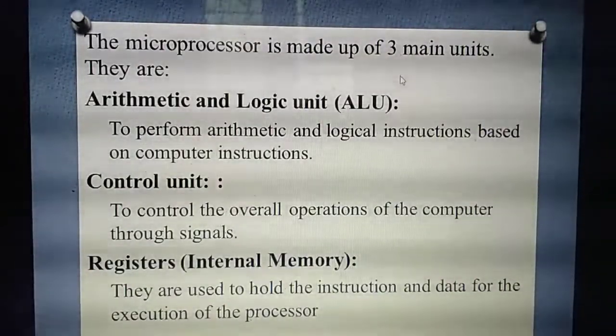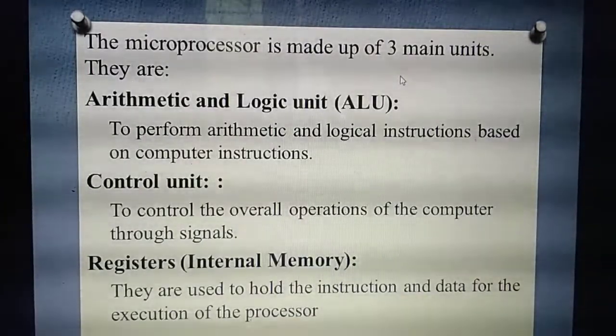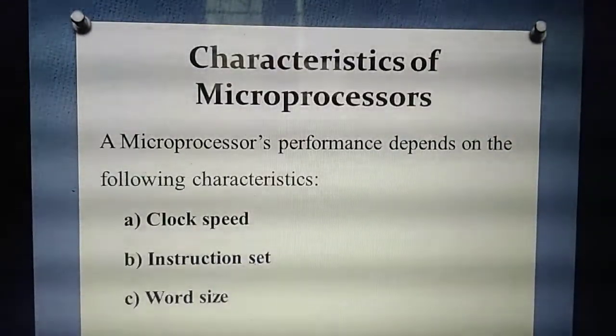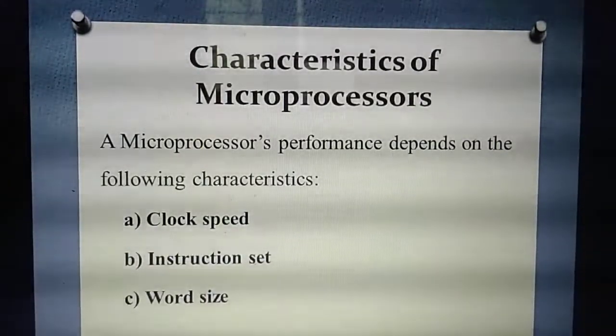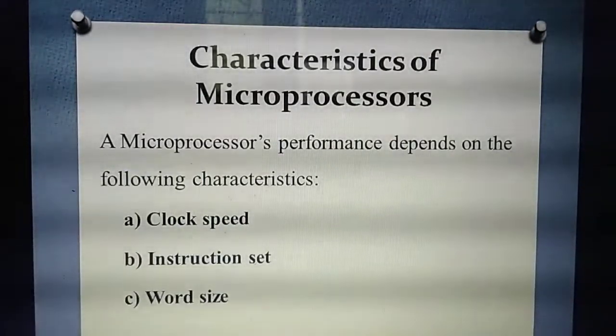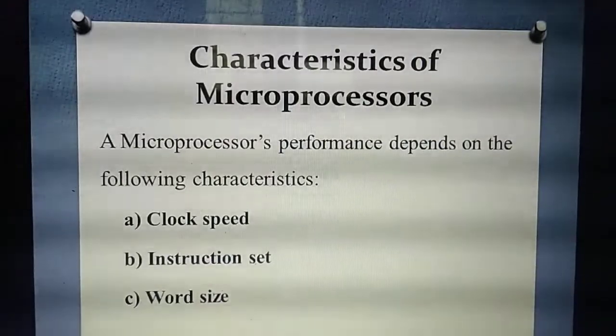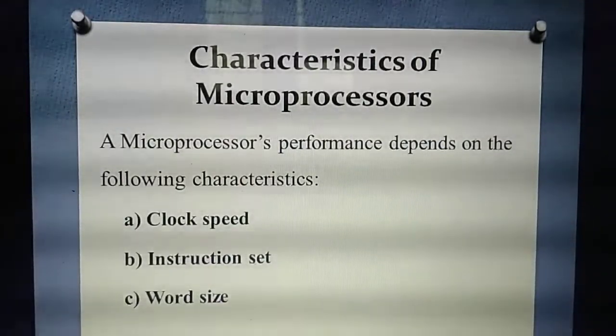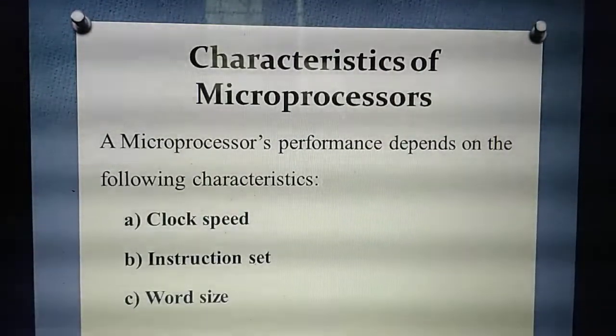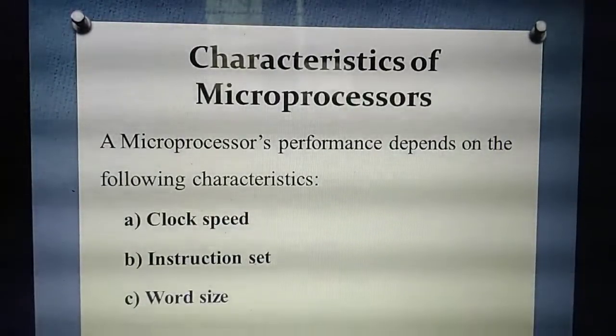Understand? So the microprocessor is made up of 3 units. We have studied 3 units. What are they? Arithmetic logic unit, control unit and registers. So the next thing is the characteristics of a microprocessor. Very important 5-mark question. Okay, characteristics of microprocessor. Just now I have given the introduction, so only the heading. Next class I will discuss in detail. So what are the 3 characteristics? This microprocessor works based on 3 characteristics. What are they? Clock speed, instruction set and word size.